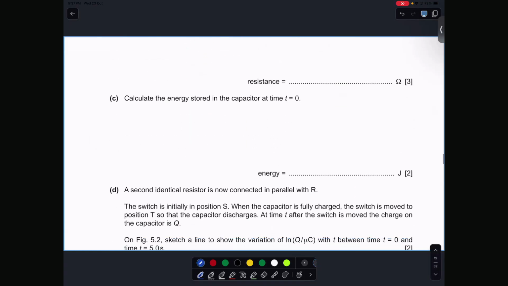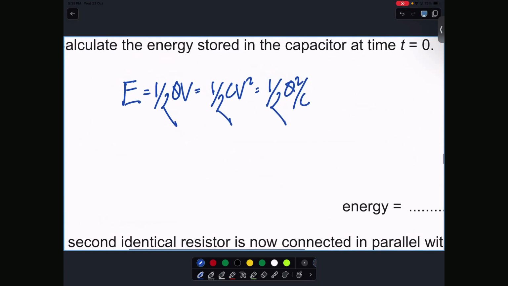Calculate the energy stored in the capacitor at time equals 0. So energy stored has three formulas: half QV, half CV squared, or half Q squared by C. Depending on what your requirement is, you use one. In this case, we do know Q and V, so I can just use one of those, right? So these are the equations for energy stored in a capacitor.